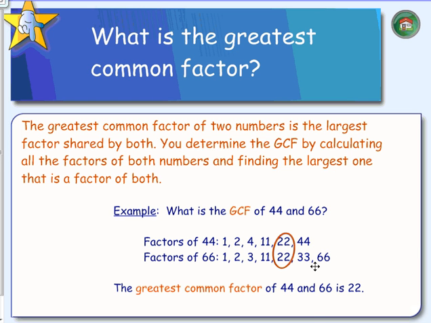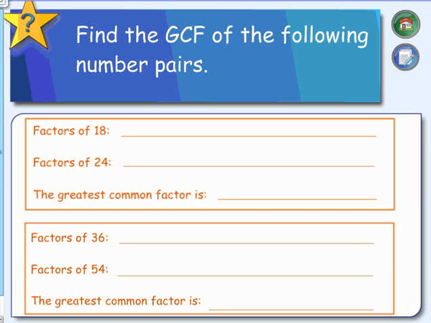Now, if you've noticed, all of my factors are listed from smallest to largest. That often makes your job a lot easier when you're trying to find a number that they both have in common, because then you can go straight down the line and see which ones are the largest and see when they match up. Okay, so for example, we have factors of 18.